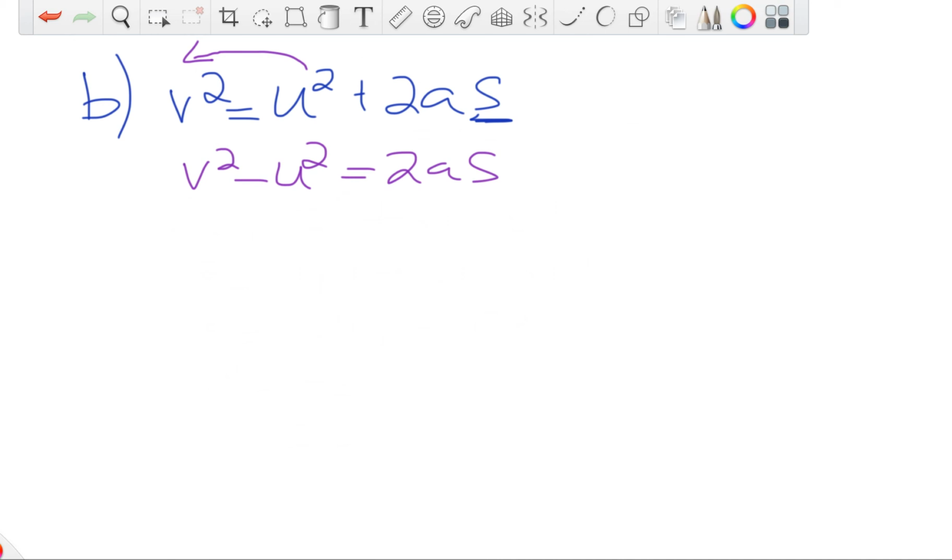Next, we would want to split the 2 and the a from the s, since we only want s to be our subject. So v squared minus u squared, divided by 2a, equals s. Why is it a divide? Because 2a is multiplying by s, so when you take it over the equal sign, it's going to be a divide.